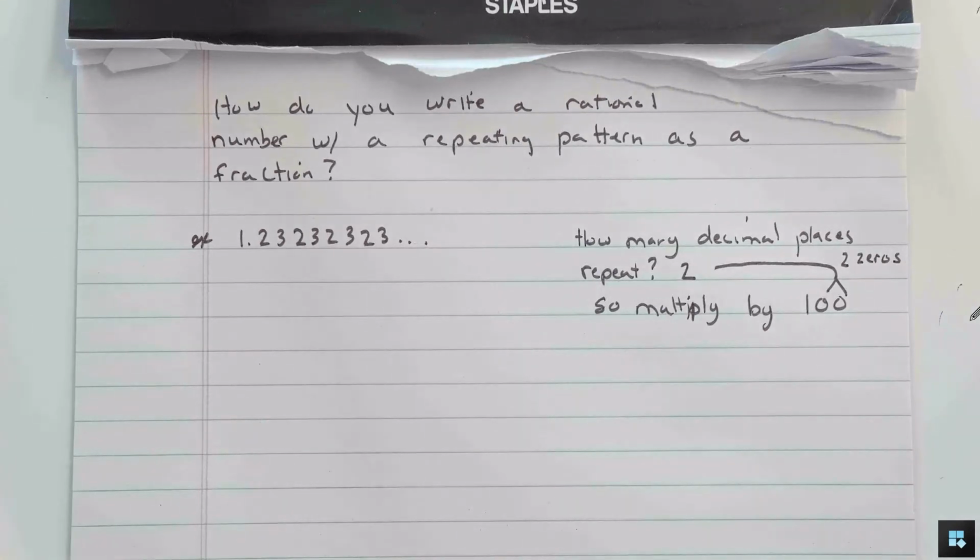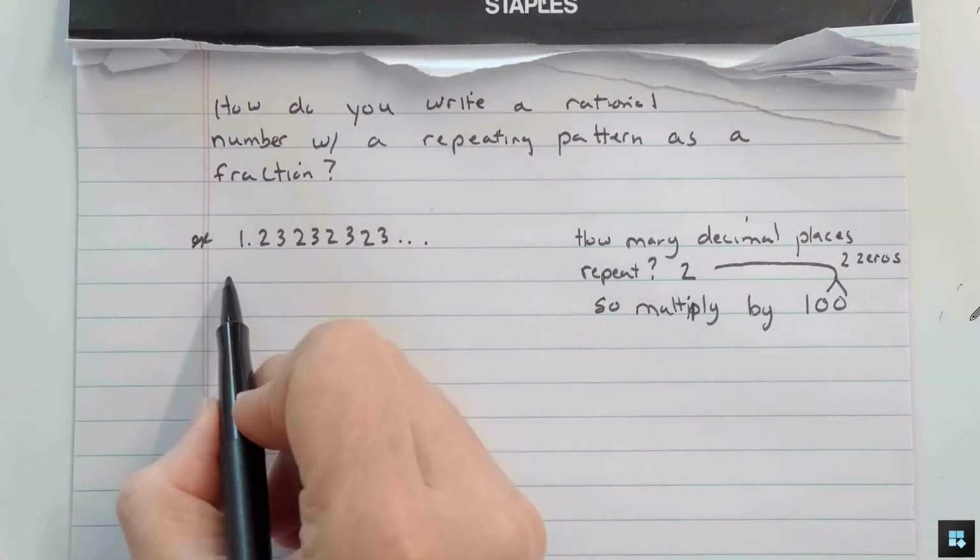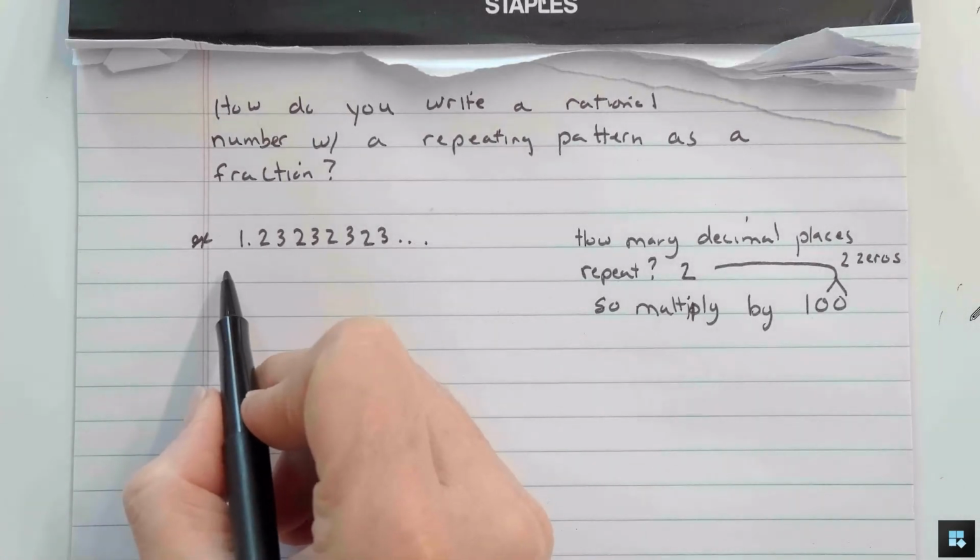So if we'd had 3 decimal places repeating, we'd multiply by 1,000. If we'd had 1 decimal place repeating, we'd multiply by 10. Multiply by a power of 10 with the same number of zeros as you have repeating decimals. Now you can do that in your calculator if you want to, but don't round off.